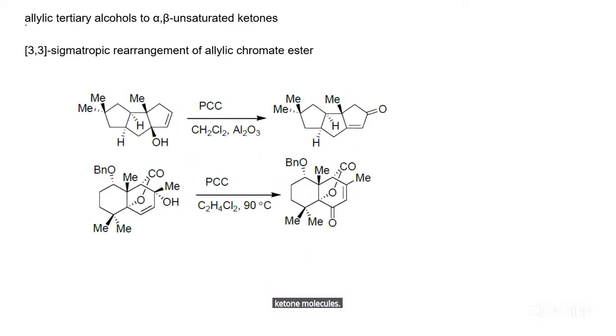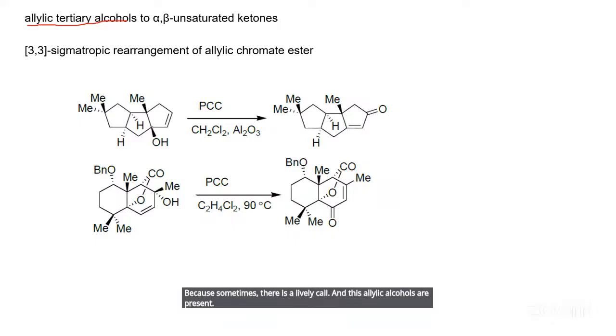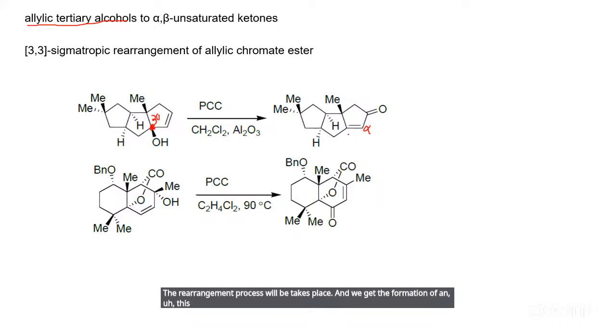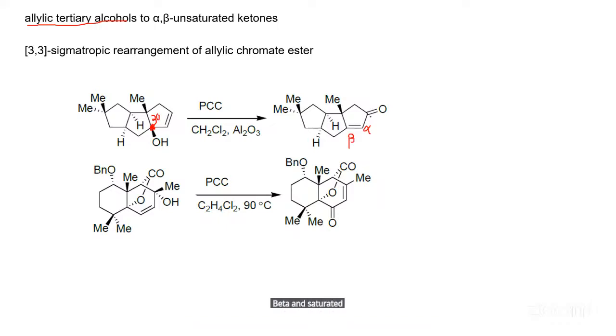Also, it gives oxidation of the allylic alcohol, because sometimes allylic alcohols are present. And here we have an allylic alcohol, and the carbon where it is present is a tertiary carbon. When a tertiary allylic alcohol is present, it will be rearranged. The rearrangement process takes place, and we get the formation of an alpha, beta unsaturated ketone molecule. How does the rearrangement take place?